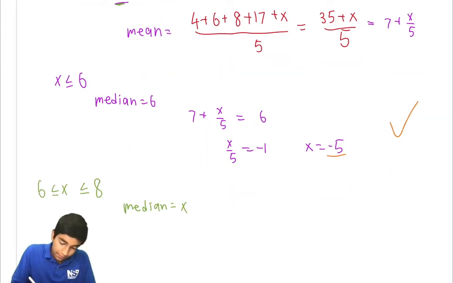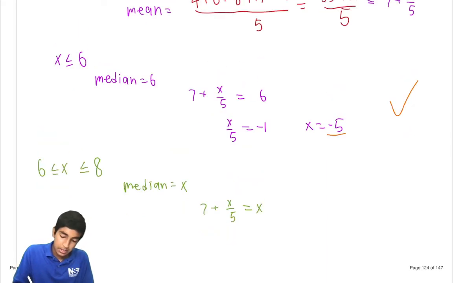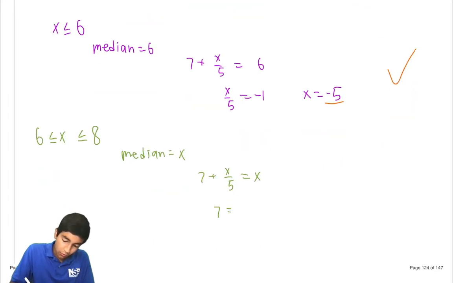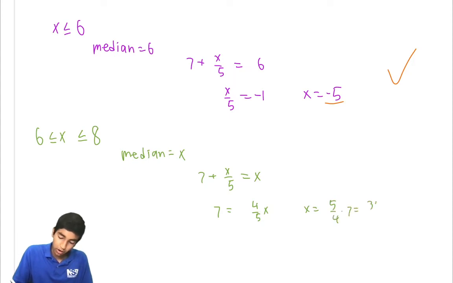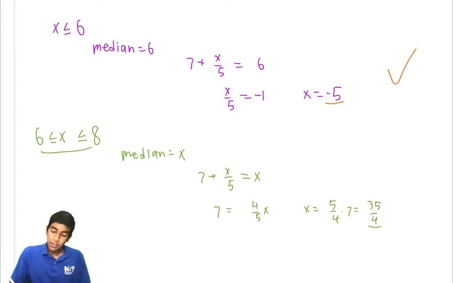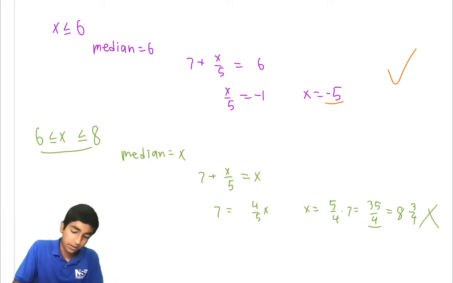So therefore we have (7 plus x) over 5 equal to x. So what does that mean? That means that 7 is 4/5 x. X is 5/4 times 7 equals 35 over 4. That is 35 over 4 in this range. 35 over 4 is 8 3/4. Uh-oh, that's 8.75. Too big, so this solution does not work.